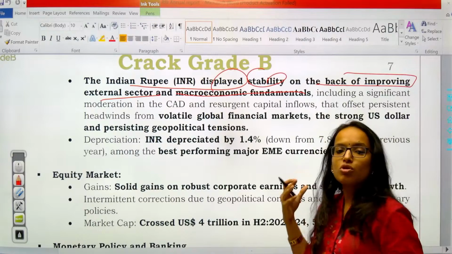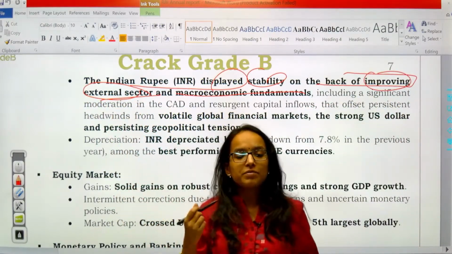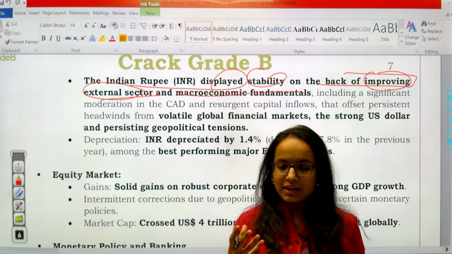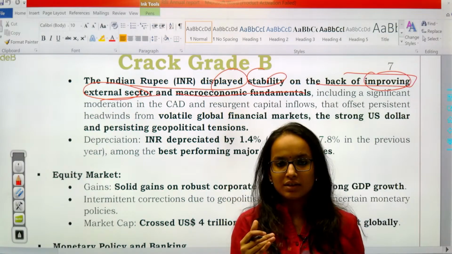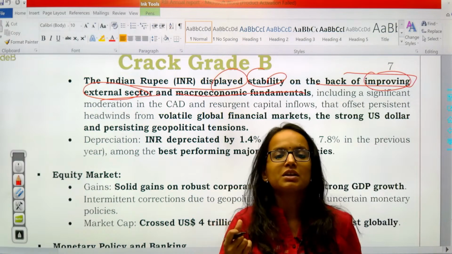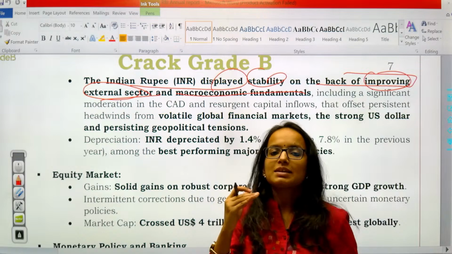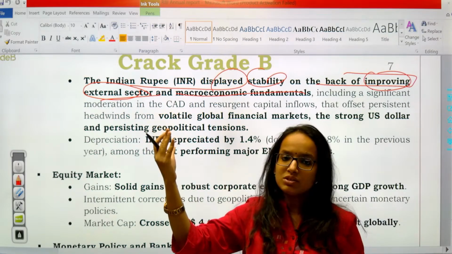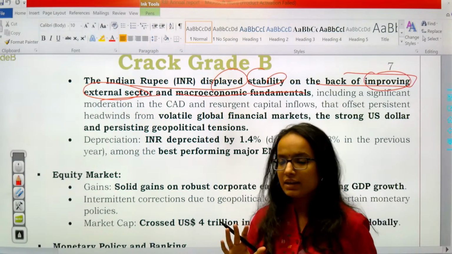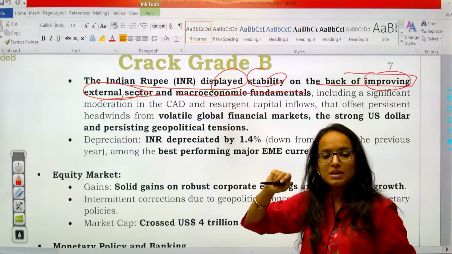It is stable due to strong external sector, improving external sector. As you all know, we have discussed that our current account deficit is improving, right? So, the current account deficit of India is reducing given more exports, right? So, we are improving on our exports. That's why we are able to earn more foreign currency, and that's how our domestic currency is stabilizing. It is neither appreciating too much nor depreciating too much. Clear? So, strong external sector is one of the reasons why your Indian rupee is stable.